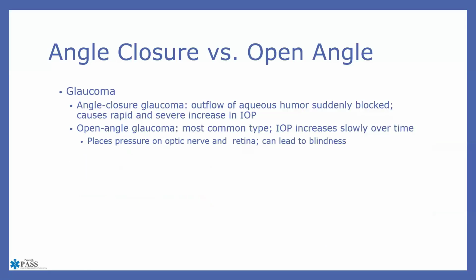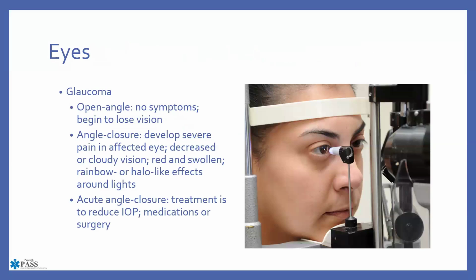The difference between angle closure and open angle: in angle closure glaucoma, the outflow of aqueous humor is suddenly blocked, and that causes a rapid rise and severe increase in the intraocular pressure. When we are talking about somebody that has open angle glaucoma, the intraocular pressure increases slowly over time, and then it ultimately ends up putting pressure onto that optic nerve and retina, and that is what the second leading cause of blindness is related to.